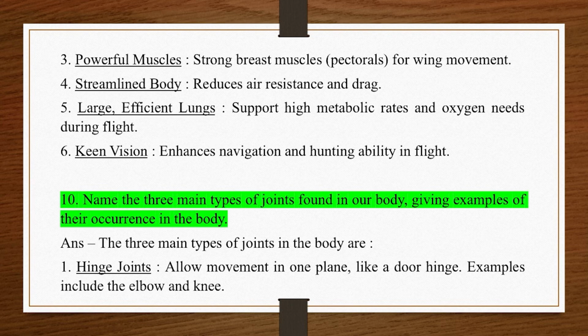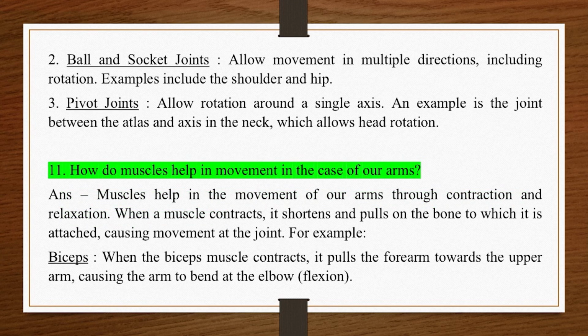10. Name the 3 main types of joints found in our body, giving examples of their occurrence in the body. Answer: The 3 main types of joints in the body are: 1. Hinge joints, which allow movement in one plane, like a door hinge. Examples include the elbow and knee. 2. Ball and socket joints, which allow movement in multiple directions, including rotation. Examples include the shoulder and hip. 3. Pivot joints, which allow rotation around a single axis. An example is the joint between the atlas and axis in the neck, which allows head rotation.